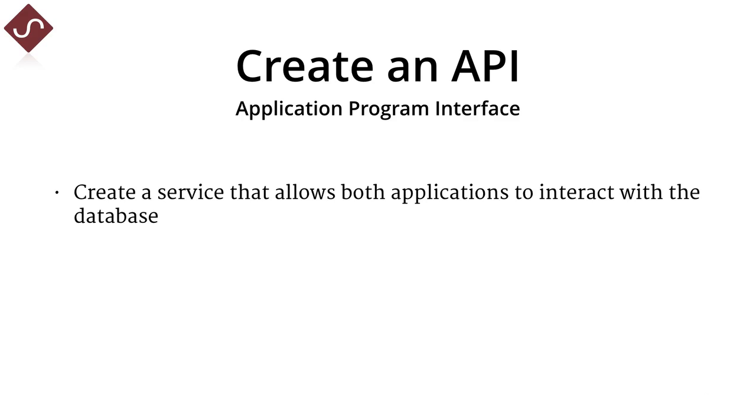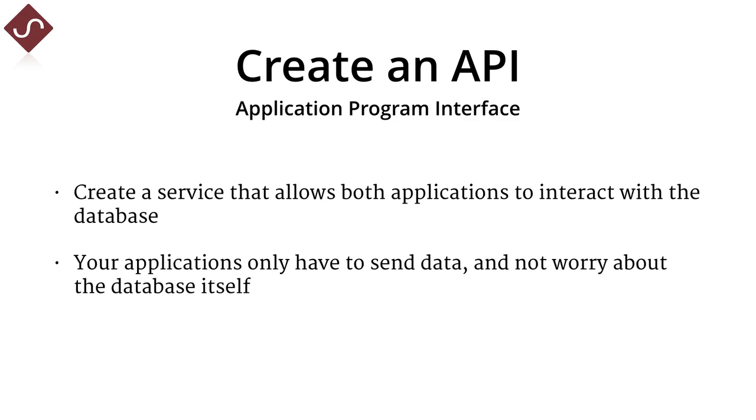So what you would do is create a service that allows both applications to interact with the database without having to do that themselves. So what you would expect is your mobile app to send some data to this API, and then the API would put the data in the database. Or your desktop app could request some data to the API, and the API would get the data from the database and send it back. So this is essentially an interface between your applications and your database. So the applications only have to send data or request data and not worry about the database itself, so they would not be interacting with the database itself.